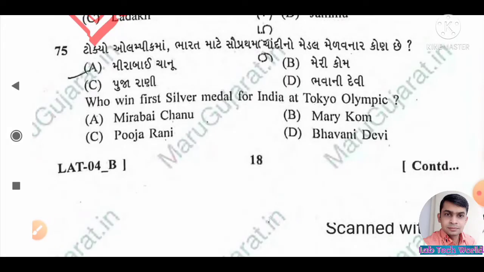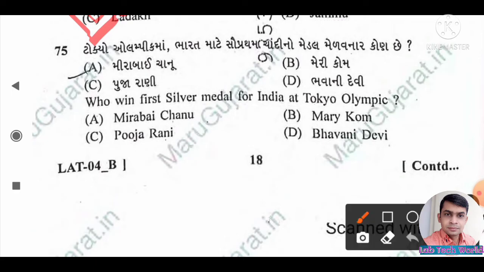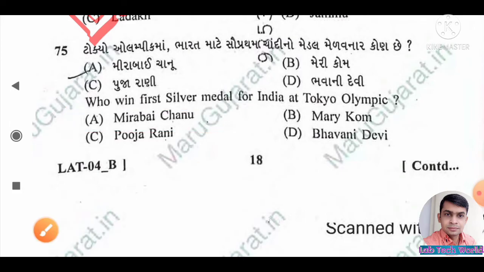Who won the first silver medal for India at the Tokyo Olympics? This is one of the examples of the current affairs type. Options: A, Mirabai Chanu; B, Mary Kom; C, Pooja Rani; D, Bhavani Devi. The correct answer is that Mirabai Chanu won a silver medal for India at the Tokyo Olympics. So A, Mirabai Chanu, is the correct answer. Move to the next question, number 76.